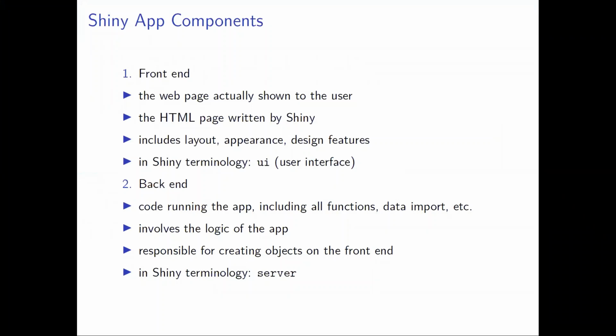A Shiny app consists basically of two components, and this is what makes life for us quite easy, because it is basically just simple web development. We have a front end, we have a back end. The front end is what the user sees. The back end is what we do, what we implement as logic to provide the user a specific type of appearance, of plots, of tables, of whatsoever.